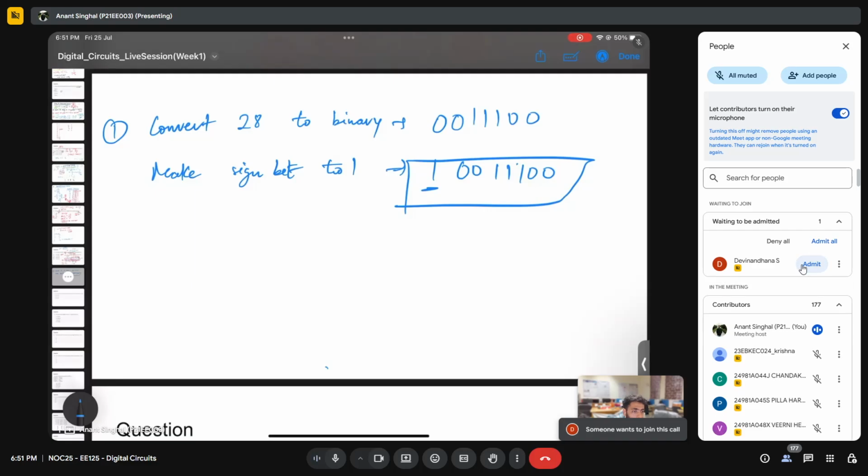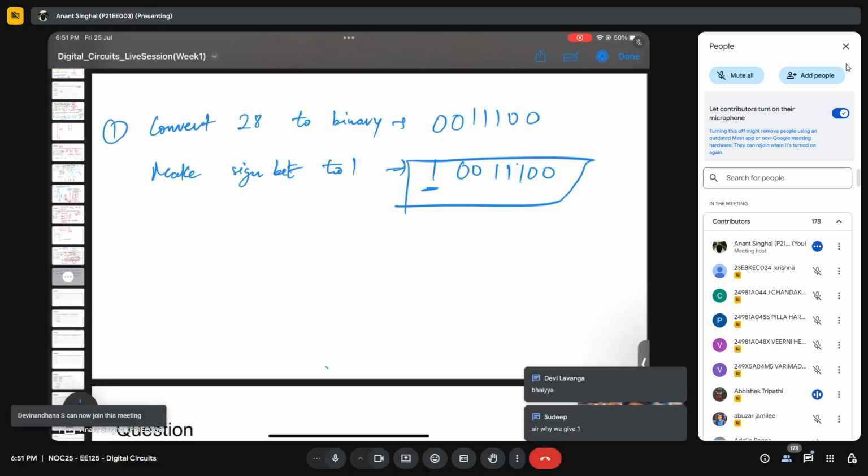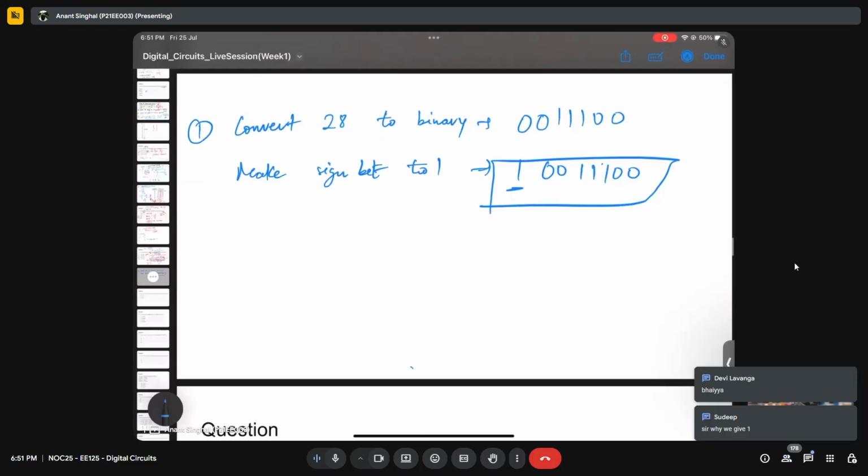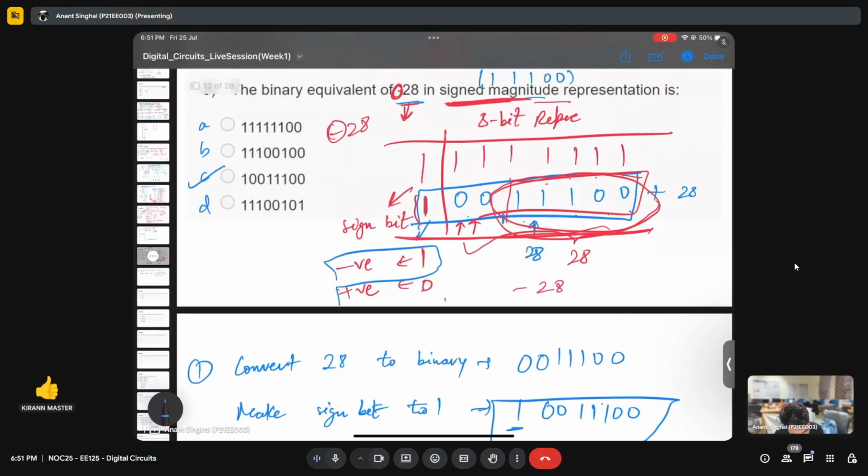Is it clear to everyone? Yes, sir. Okay, so there is one doubt. Why is it given that 1 represents negative and 0 represents positive?